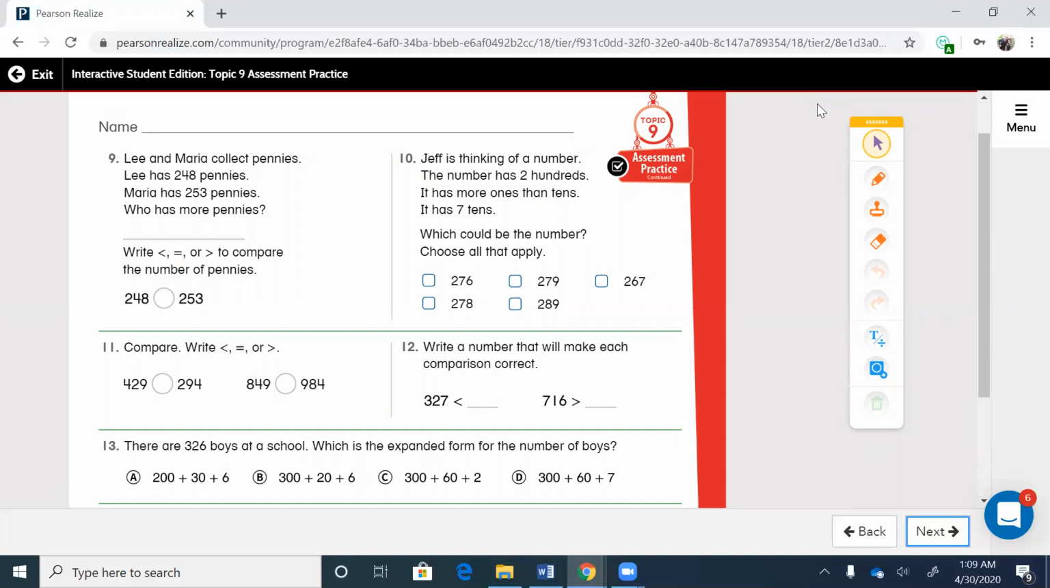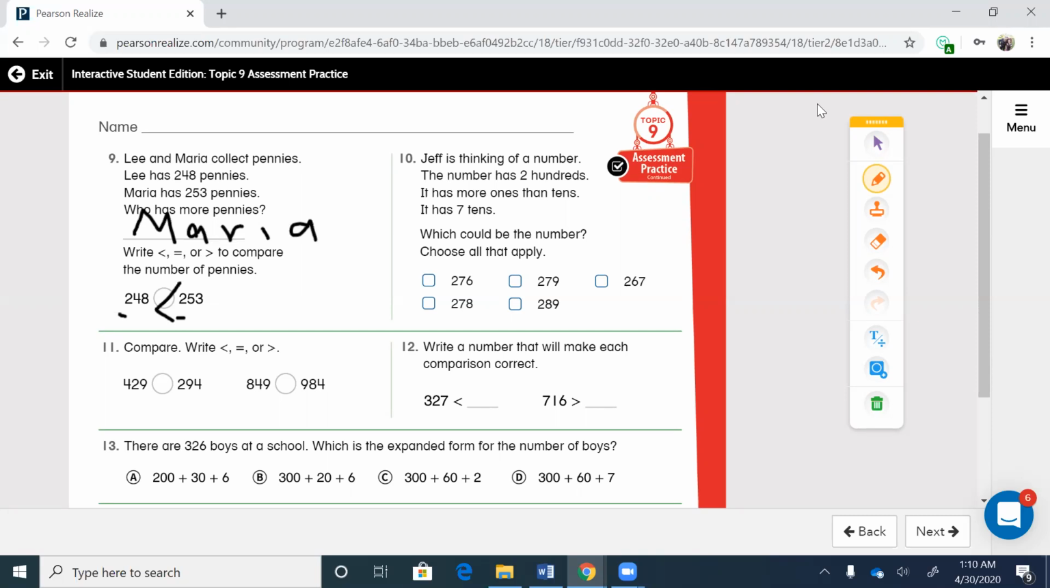So we see the hundreds. Oops, I need to use the pen. The hundreds are the same. Go to the tens. I see a 4 and a 5. A 5 is bigger than a 4, so therefore 253 is the larger number. So the alligator's eating that 253 up. Let's see who had 253 pennies. Lee has 248. Maria has 253. So Maria has more pennies than Lee.